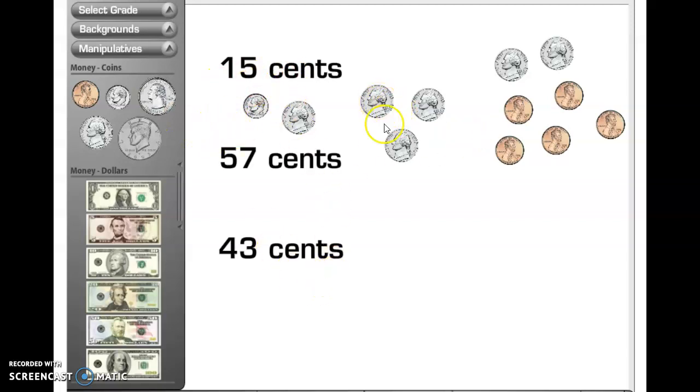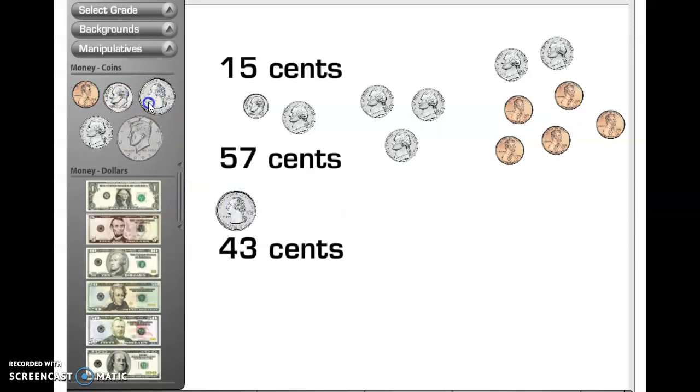Now, even though all of these represent 15 cents, this first option right here, just the dime and the nickel, that is the least amount of coins being used to represent 15 cents. It only uses 2. This example uses 3, and this example uses 7. So let's look at 57 cents.